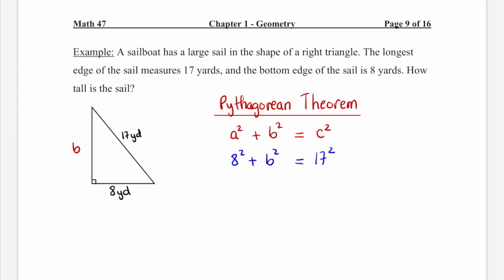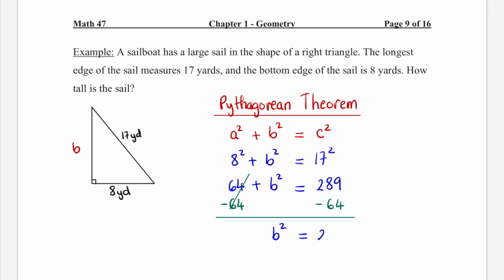8 squared is 64, plus B squared equals 17 squared, which is 289. I am going to isolate B squared, so I subtract 64 from both sides. B squared equals 225.